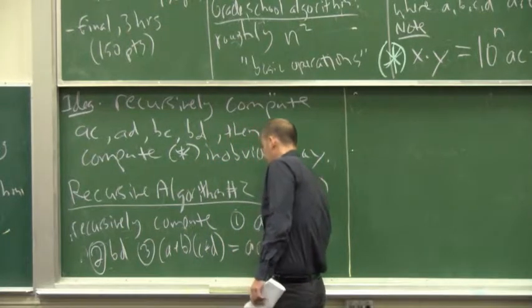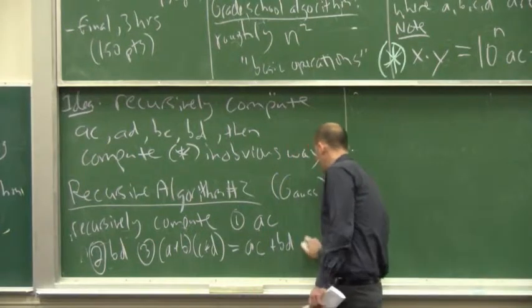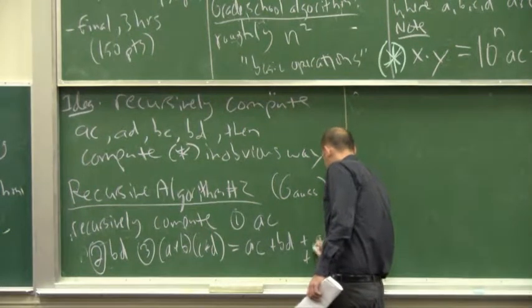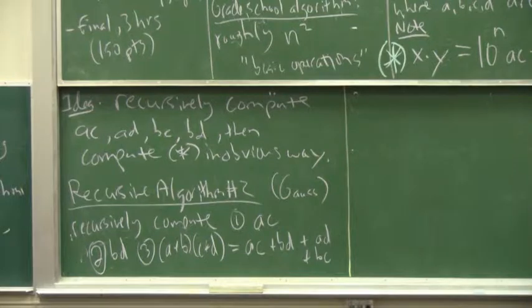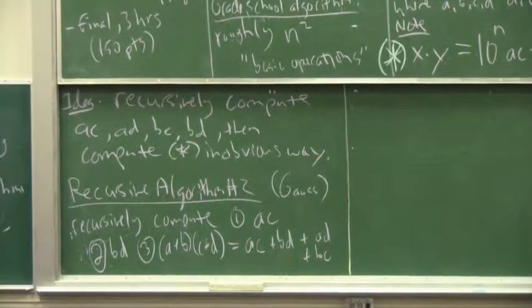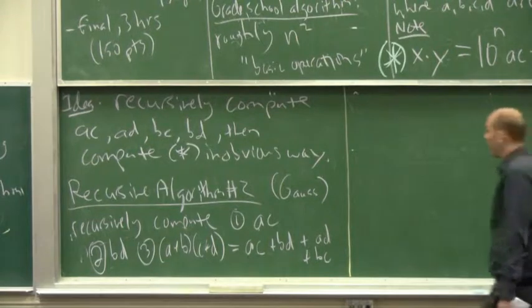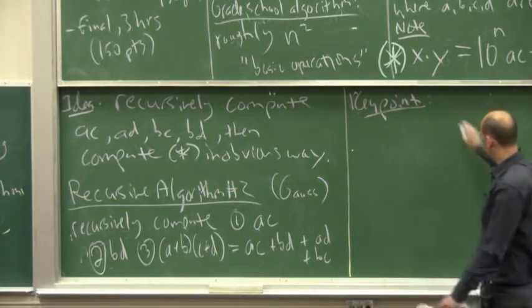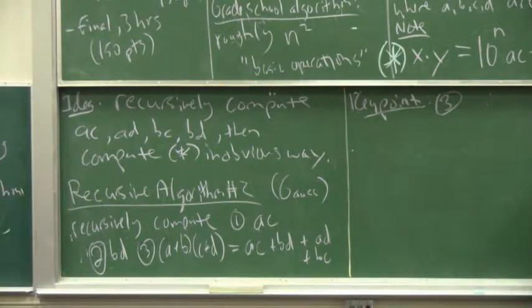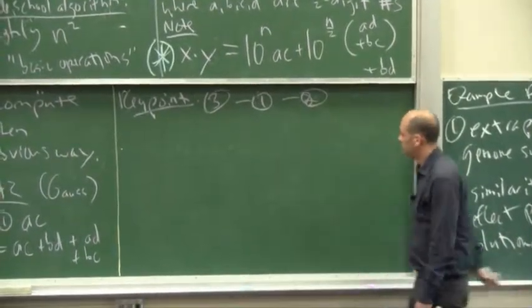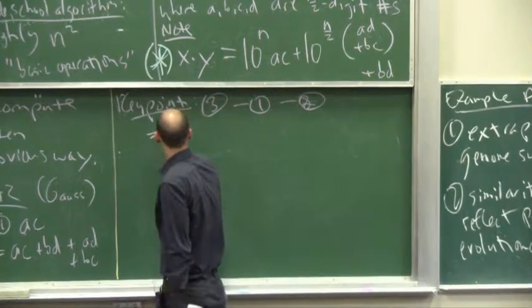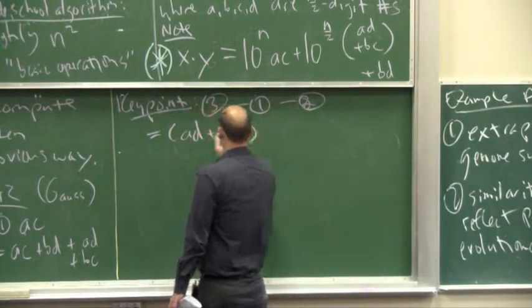Which if we expand, we get AC plus BD plus AD plus BC. Okay? Now why did we do that? Well, here's the key point. Suppose we take the result of the 3rd recursive call and subtract the results from the first 2. What are we left with? We're left with AD plus BC.